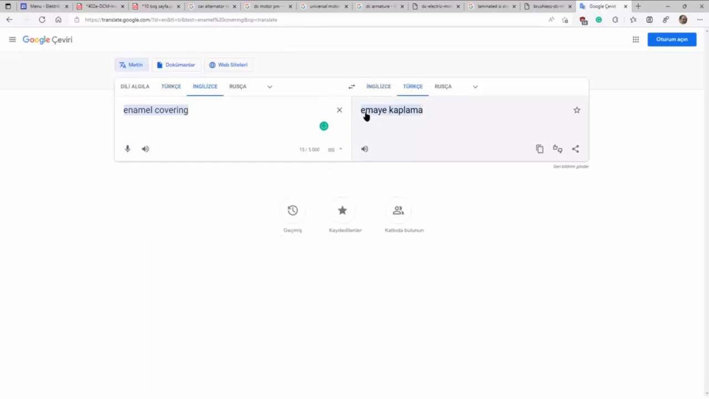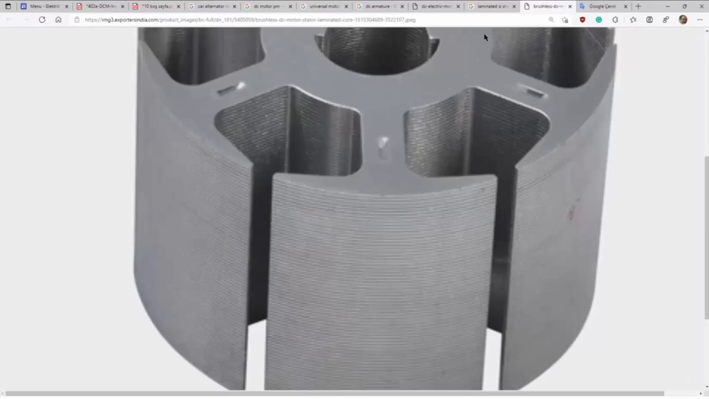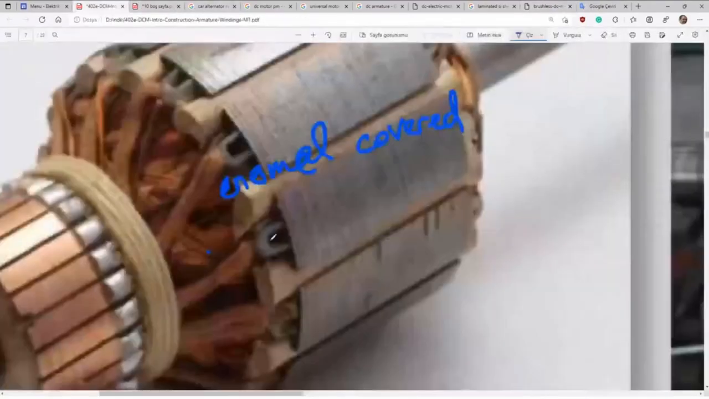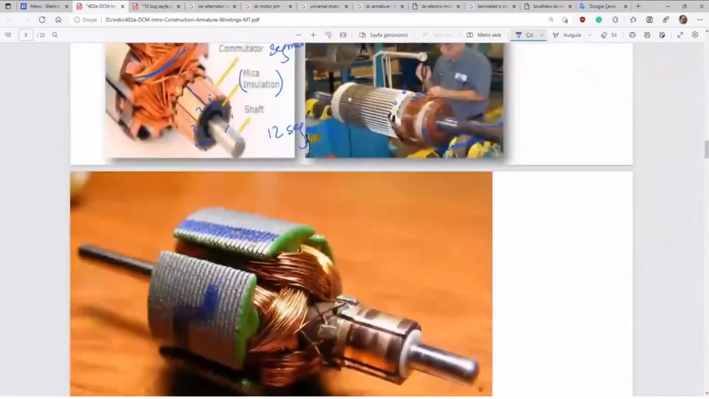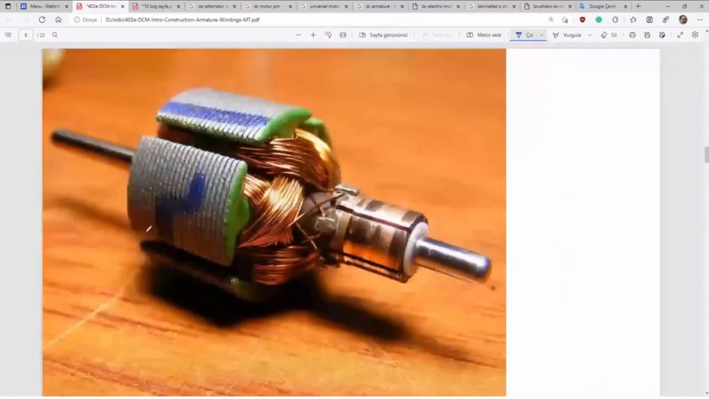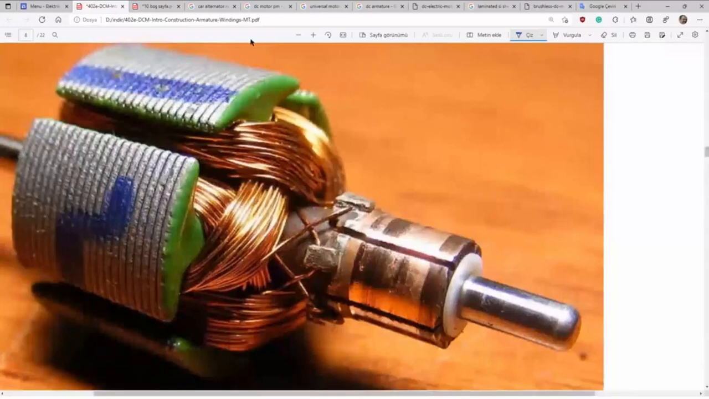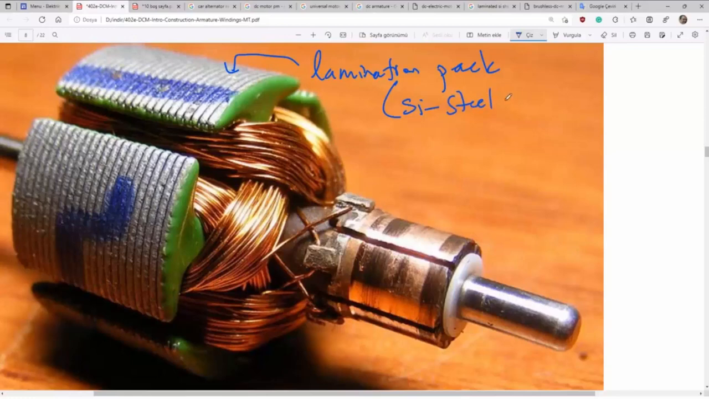Here you see enamel covering on the copper wires. It looks like copper, but in fact there is enamel covering. Here is a tiny armature. You see the sheets, the lamination pack. I mean silicone steel sheet.